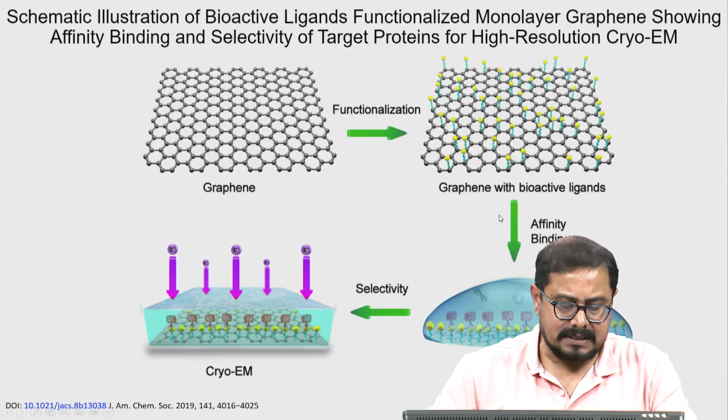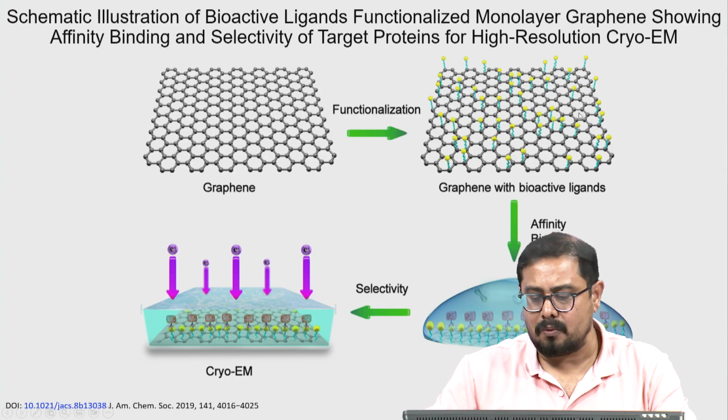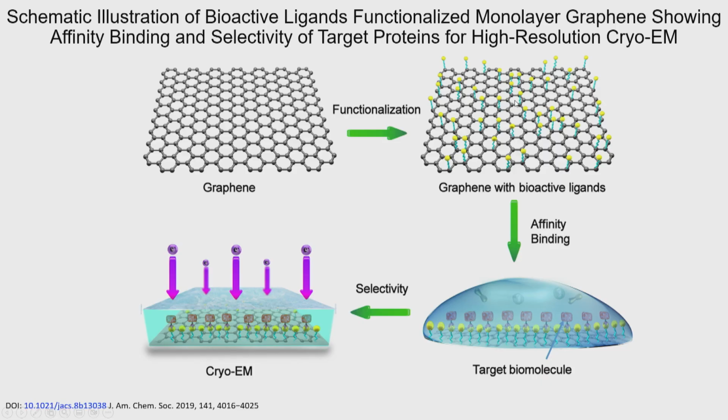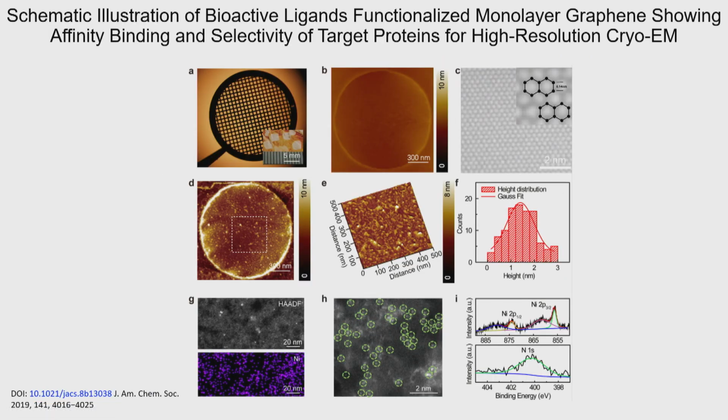As I mentioned, this is one example of a functionalized graphene oxide grid, where a very specific protein molecule that has affinity towards those functionalized groups will attach to them, and the rest of the molecules we can blot away or wash away. Then we can prepare those grids for cryo, and without purification we can get a very nice distribution of our biosamples.